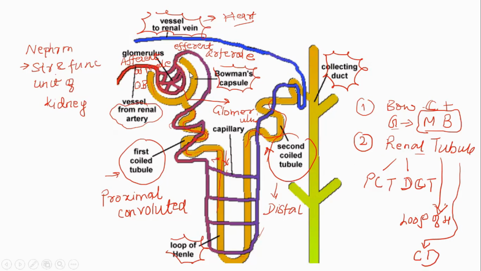So this was the structure of the nephron, with its parts all labeled. In the next video, we shall discuss urine formation and the steps of urine formation, how it takes place inside the nephron.